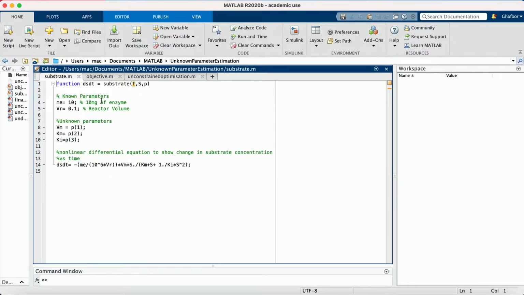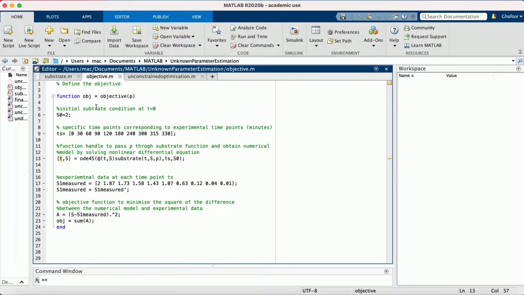So I'll begin talking through the numerical model, which I've called substrate. This is a function file describing the nonlinear differential equation. We have our known parameters, 10 mg of enzyme and our reactor volume, our unknown parameters as well, Vm, Km, and Ki. And we also have our nonlinear differential equation in line 14.